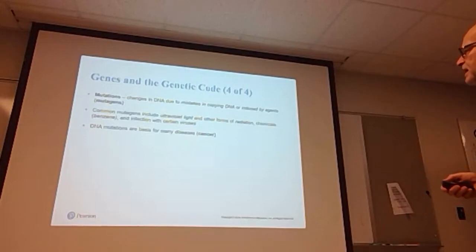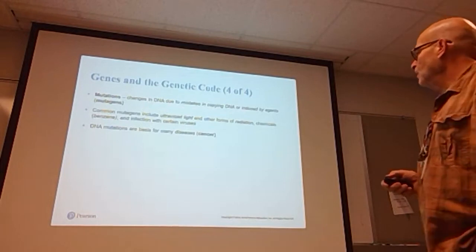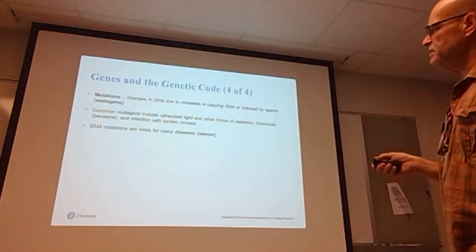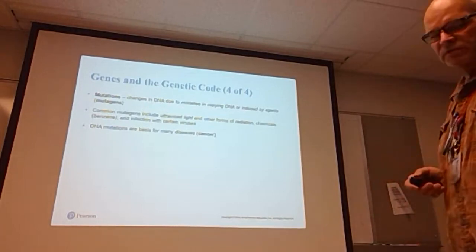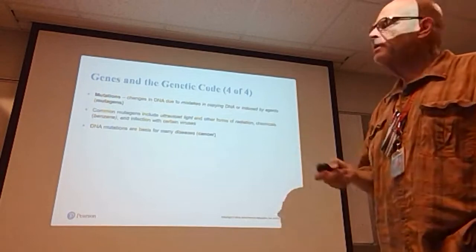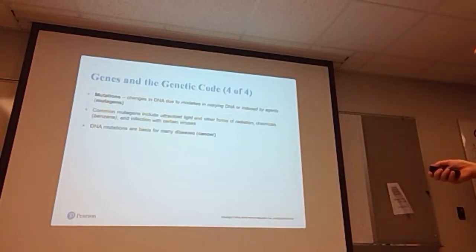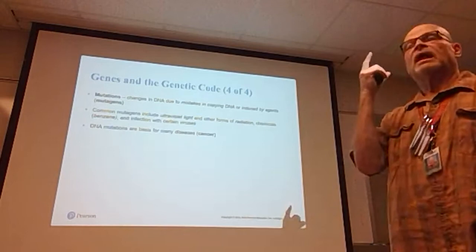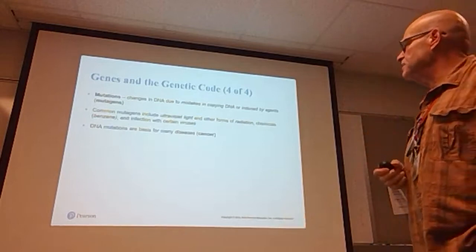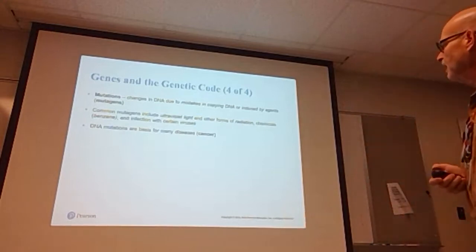Mutations are changes in the DNA due to a mistake in copying the DNA or induced by agents. Those agents are called mutagens, and we will talk more about mutagens later in the course. Common mutagens are ultraviolet light. Well, where do we find ultraviolet light? I'm standing under it right now. The light emitted by these tubes is ultraviolet light.